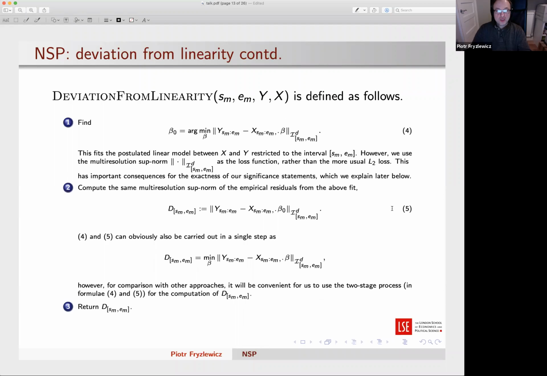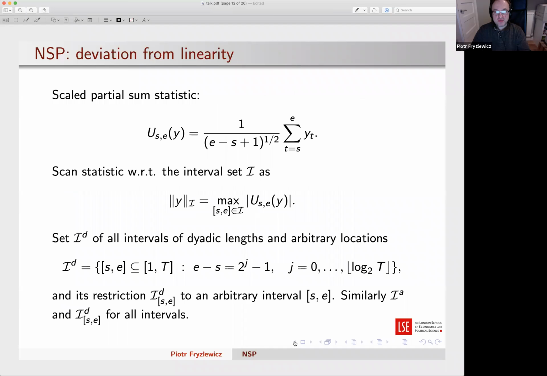Good. Now, what do I do with this notation? How do I measure my deviation from linearity? I've drawn my intervals, and on any arbitrary interval SM, EM, where Y is my response and X are my covariates, I fit my linear model locally in formula 4 on this interval. How do I fit it? I don't use OLS. I don't use maximum likelihood. I don't use anything like this. I minimize the loss I defined in the previous slide. So I minimize this norm, Y in double modulus with respect to a set of intervals, either IA, if I can afford it computationally, or ID preferably.